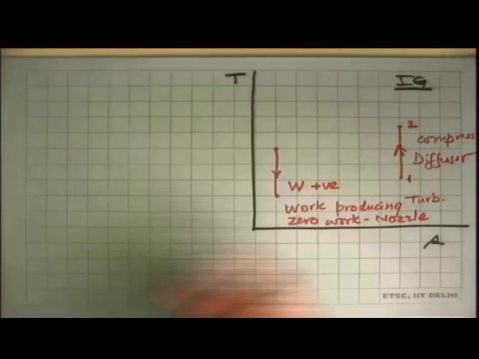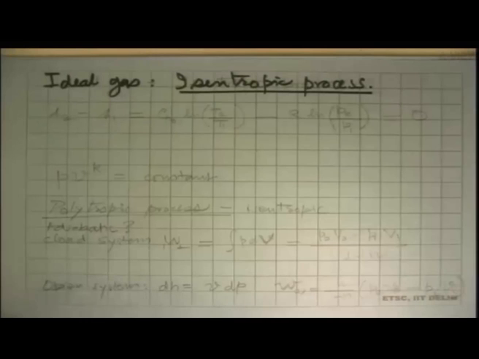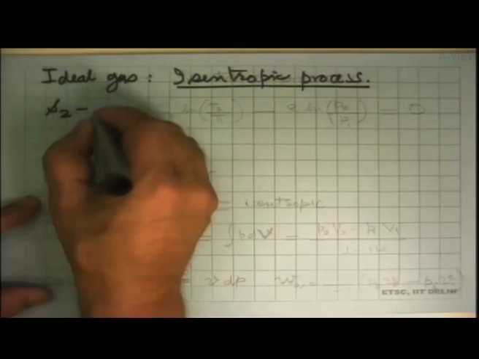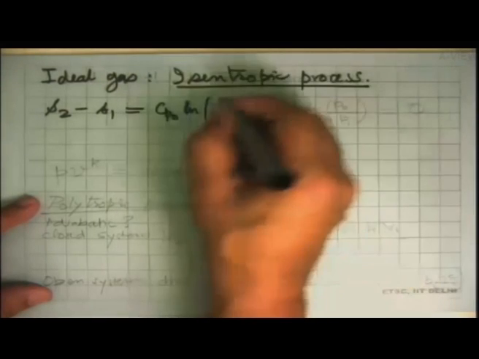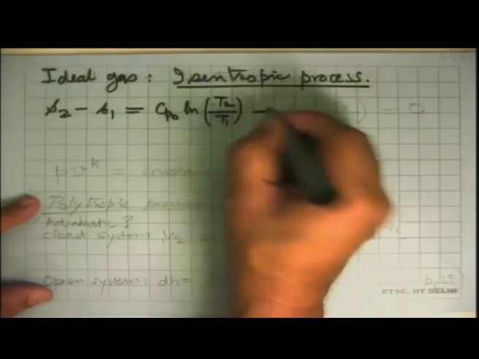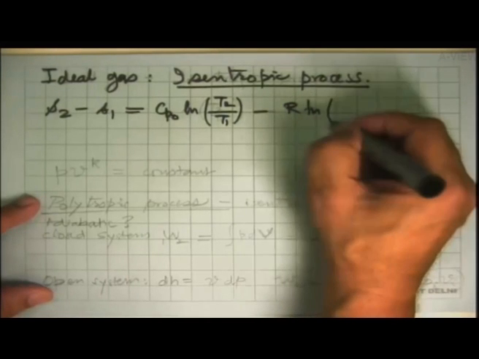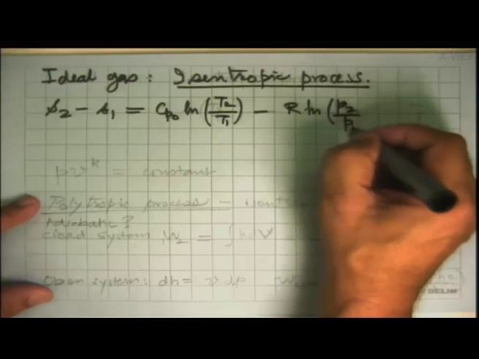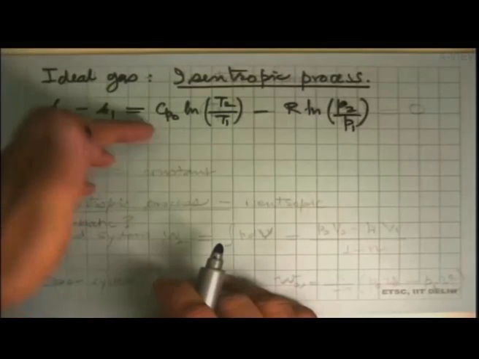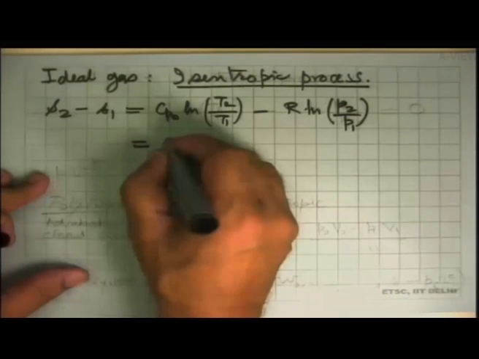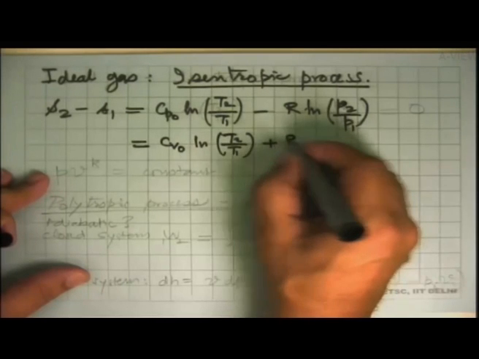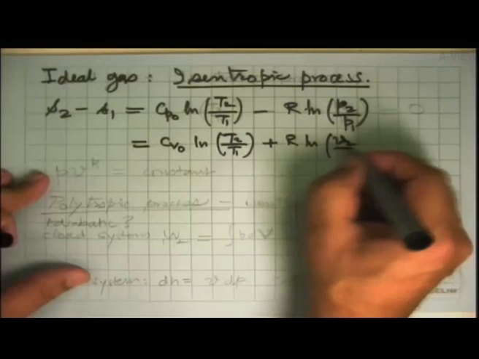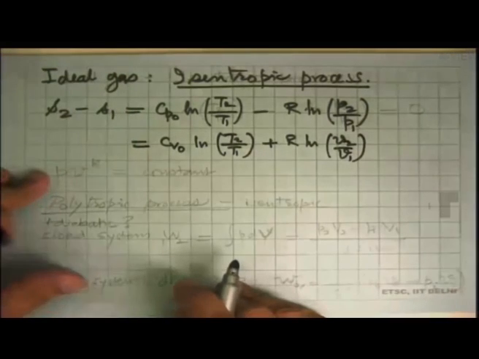And say, well, what else can I know about this for an ideal gas? So what we do is we start with this equation that we just derived, that for this process S2 minus S1 can be written as Cp0 ln T2 by T1 minus R ln P2 by P1. We could have as well used the other equation. There is no problem with that. We could even say that this is Cv0 ln T2 by T1 plus R ln V2 by V1. In the end, the answer will be the same.